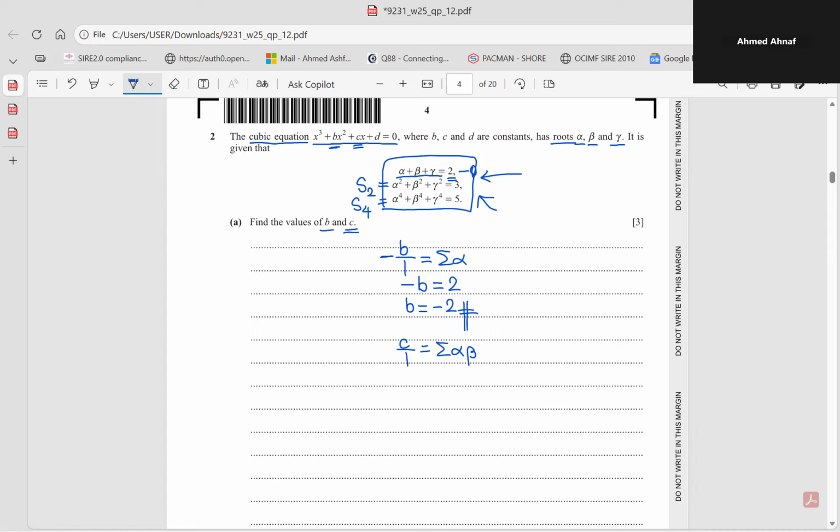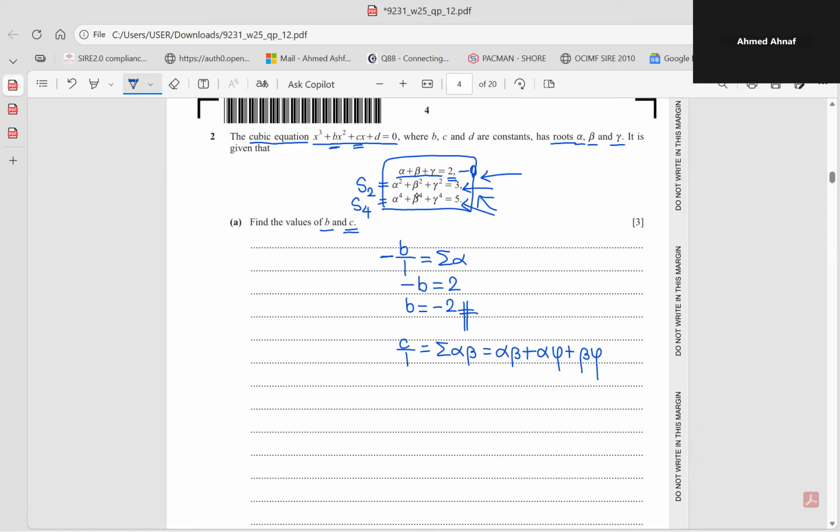So sigma alpha beta, what that means is just the sum of root pairs. So alpha beta plus alpha gamma plus beta gamma. Okay. However, we can see that there's no formula for the root pairs. So we need to somehow extract the expression for root pairs from one of the other two equations.